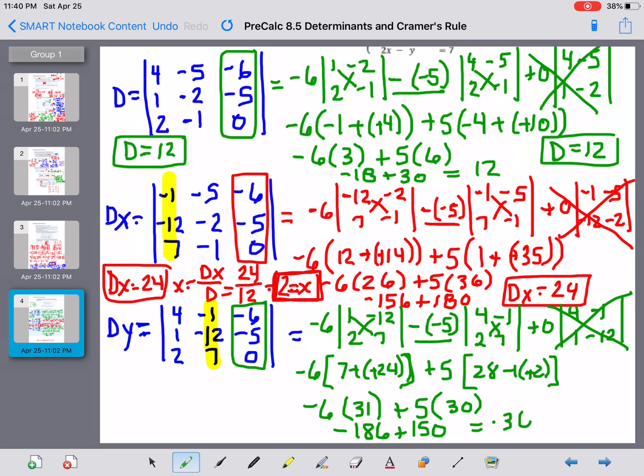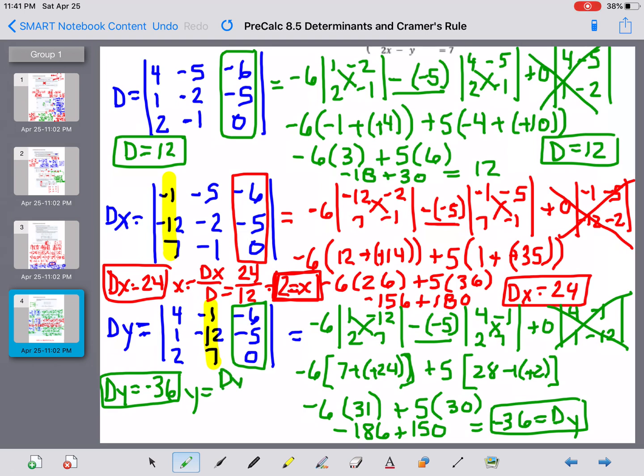All right, so if my dy is -36, to find my y, I take dy and divide by d. That means I have -36 divided by 12, and my y is going to equal -3.